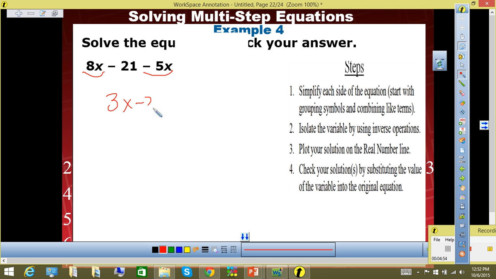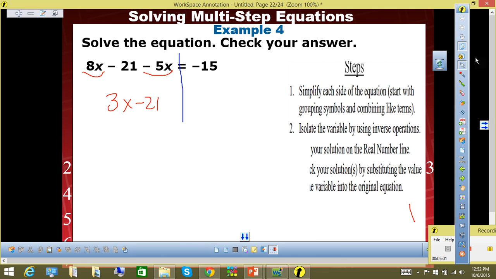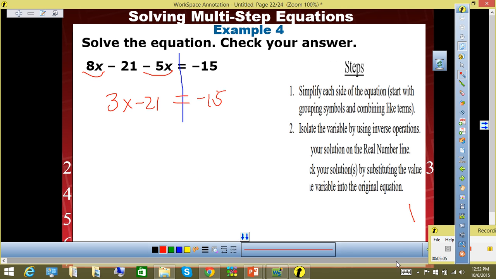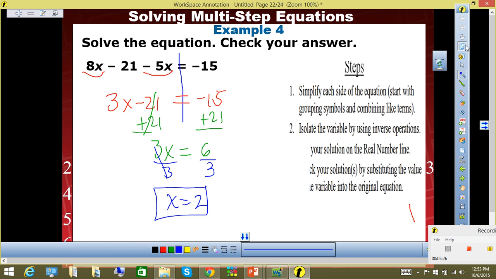Bring down the negative 21. And then after that, you bring everything else down. Equal to negative 15, and finish it up, please. Go. All right, so from there we did what? Add 21, 3x equals 6. At the end we divide by 3, x equals 2. Yes? Okay. Do this next one by yourself.